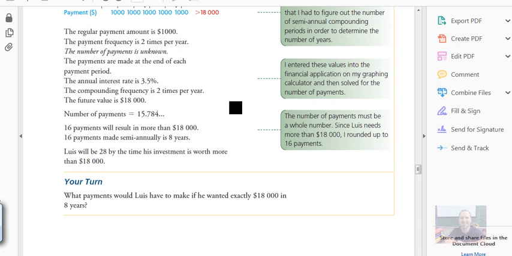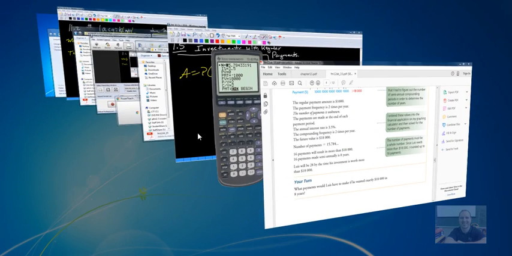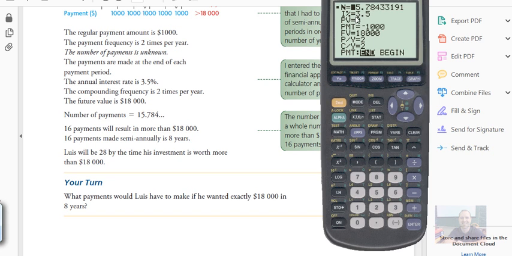Okay, so we did that pretty quick, pretty easy. Remember, 2 times per year. So if we round up to 16 payments, that's going to be a little bit more than 18,000. So 16 payments represents 8 years, because it's 2 payments per year. Okay, so that's how you use your graphing calculator, the TVM Solver.